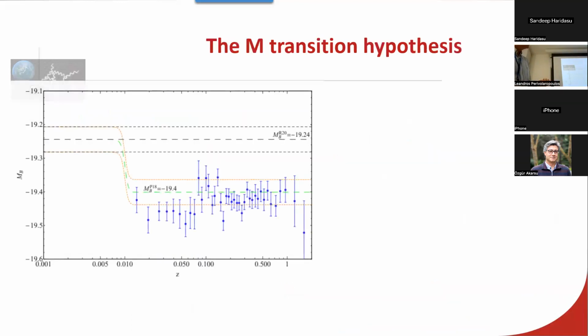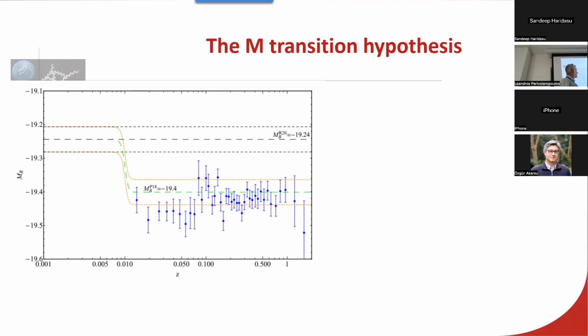And this brings me to the hypothesis, the so-called M transition hypothesis we have introduced in a few papers during the last couple of years. This is the hypothesis: what if the Cepheid absolute magnitude is, in fact, this value, correct? In this value there's no systematic here, but the other part, which is in the Hubble flow, is obtained from the CMB. These are the CMB points.